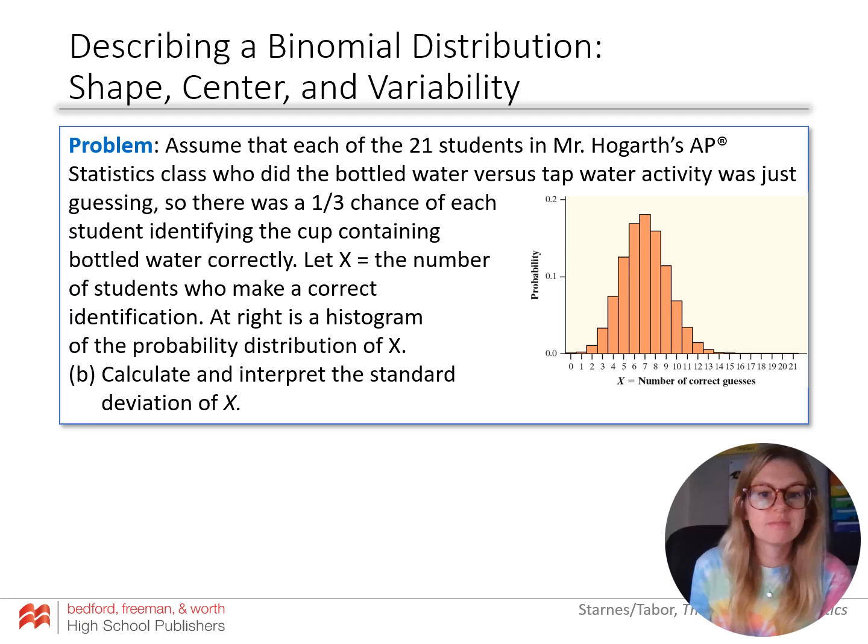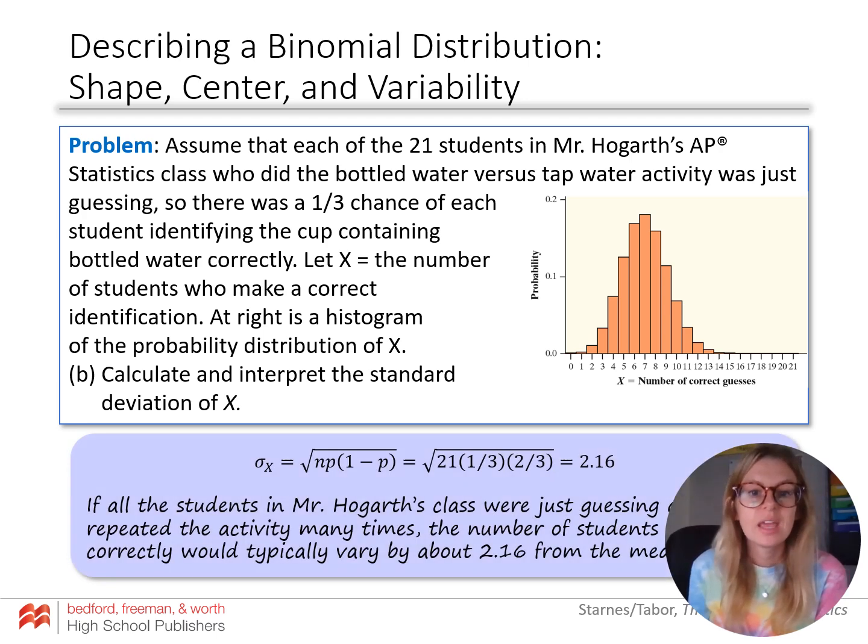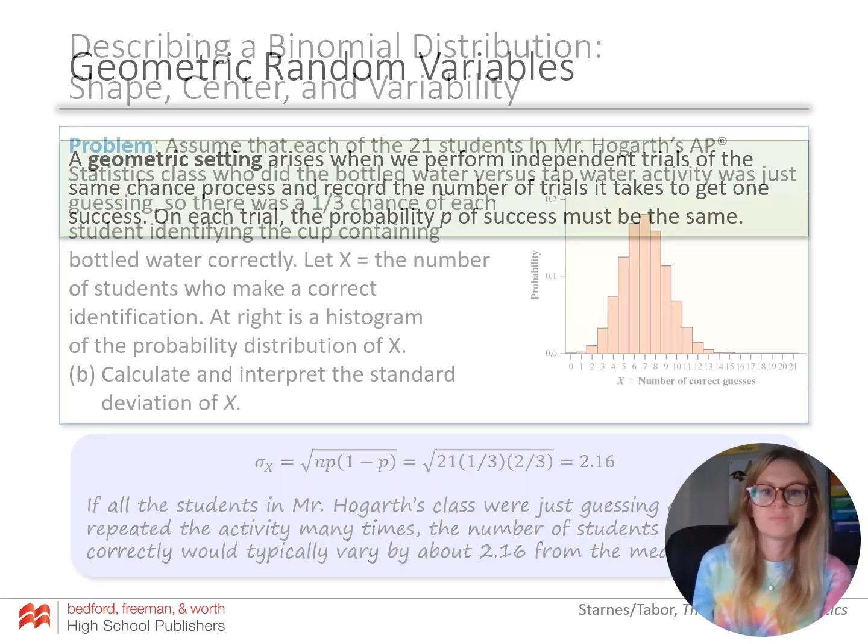Find the standard deviation, so we're going to use our formula and plug it all in: number of trials times the probability times the probability of not happening is 2.16. So if all the students in the class were just guessing and repeated the activity many times, so you're taking your scenario, don't forget saying repeated many times, because this is a probability, so if we did it a lot of times, the number of students that identified it correctly would typically vary by about 2.16 from the mean. Still regular old standard deviation interpretation. It is how far something varies from the mean.